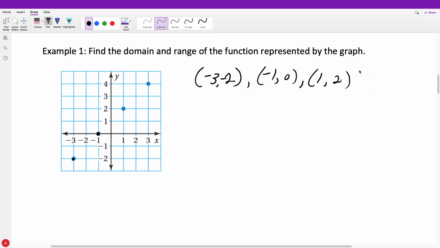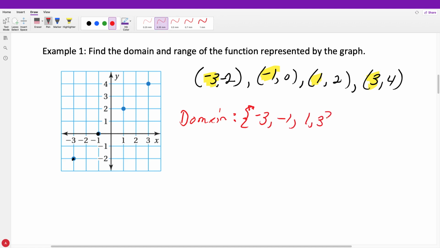And my last one is at 3, 4. So these are all the points that are represented by the graph of this function. So if I want to find a domain and range, well, I know that my domain are all of my input or all of my x values. So here's my domain. So I would just simply say that my domain, and then this brace represents the set. So it's the set of -3, -1, 1, and 3.